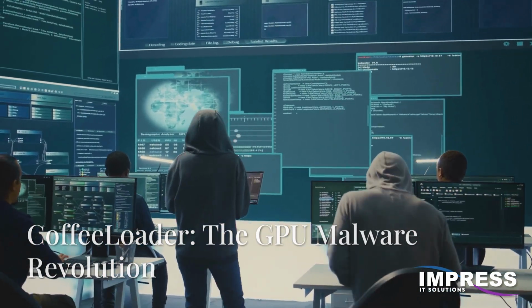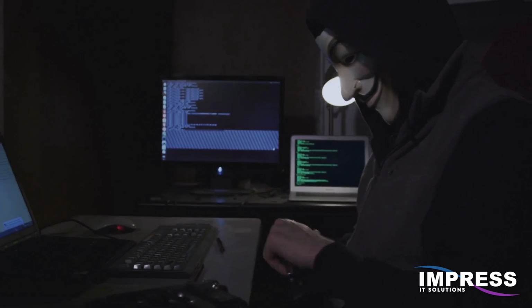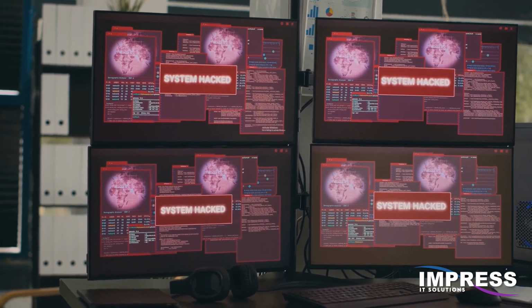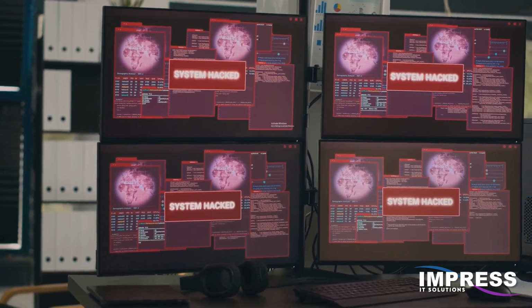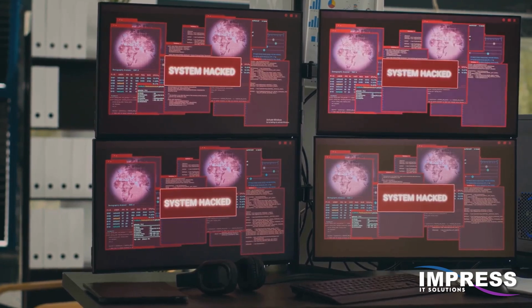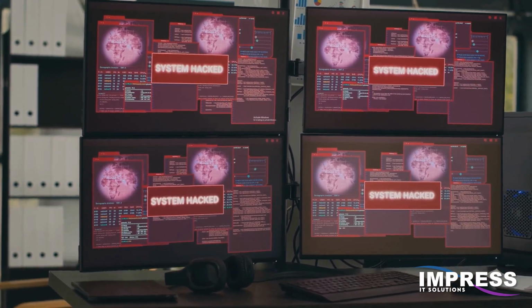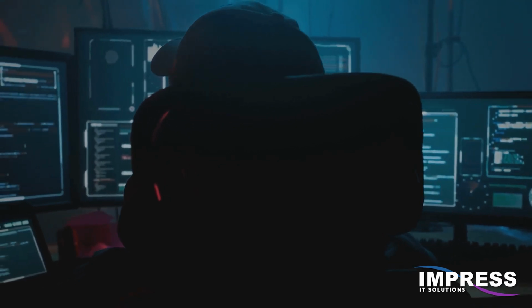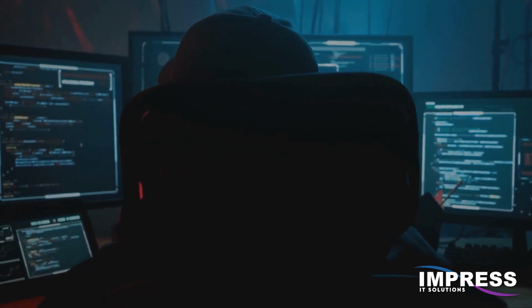Hey cybersecurity enthusiasts, today I'm diving into one of the latest threats shaking up the digital world, CoffeeLoader. This advanced malware loader, first spotted in September 2024, is dodging Endpoint Detection and Response, EDR, and antivirus solutions like a pro. Let's break down how it's outsmarting even the most sophisticated security measures.